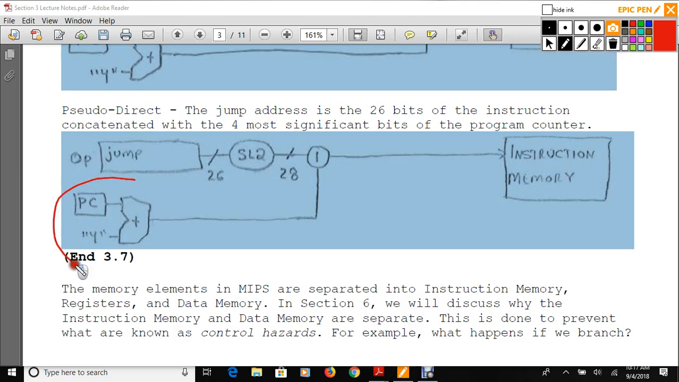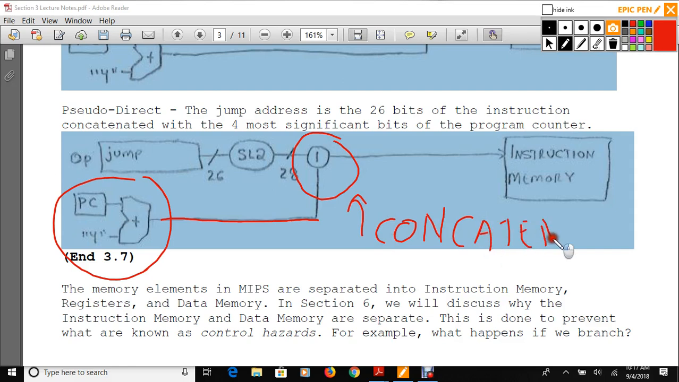So what I have is my program counter. I've added 4. And this here is what's known as, and I'm guessing none of you know what this is, concatenate. Right? What I'm doing is I'm taking the 4 most significant bits of the program counter and I'm concatenating them to the front of the jump address. I'm seeing a lot of confusion. Please feel free to ask questions. Don't be shy. Okay, or you can all be shy.